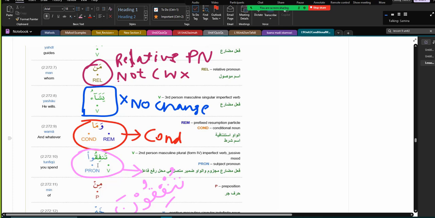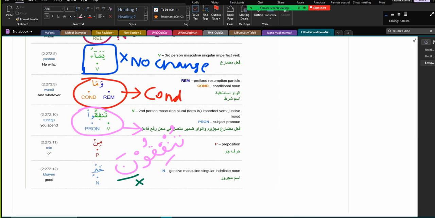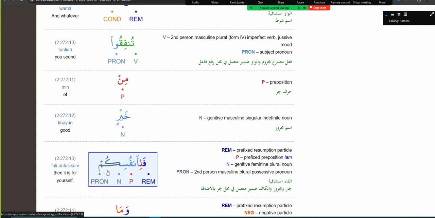And wama tunfiquna, again you look at this ma. So ma tunfiquna, this will make the mudare after it majzoom. And whatever you spend of good. So tunfiquna, noon drops. Why? Because this ma is a conditional article. And the meaning is, and whatever you spend of khair, and then you have the jawabu shart, then it is for yourself. Fali anfusikum. This is the jawabu shart.